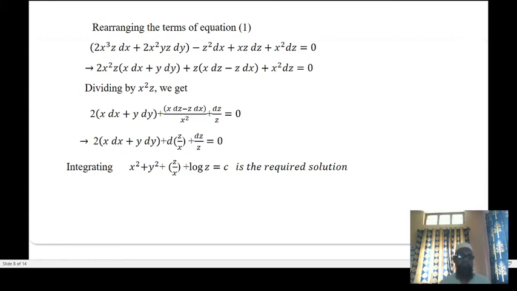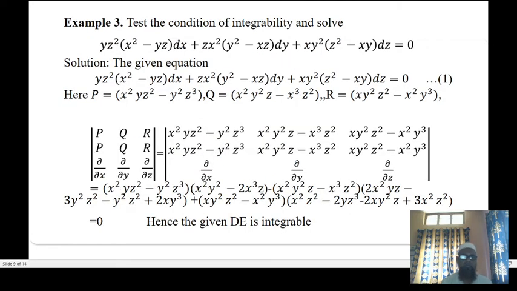2x dx plus y dy plus d(z by x) plus dz by z. So (x dz minus z dx) divided by x square is d(z by x). Integrating, x square plus y square plus z by x plus log z equals c is the required solution. Next example. These are all examples by the first method, that is the method of inspection.